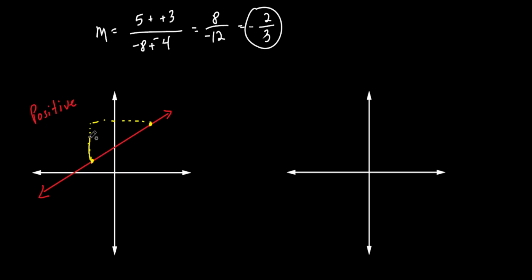So rising, I went up. What direction is that? That's positive. Then I ran to the right. What direction is that? That's positive. What is a positive over a positive? It's a positive, and that's why it's a positive slope, okay? But if you just look at it, you should be able to tell from left to right it goes up. There you go.